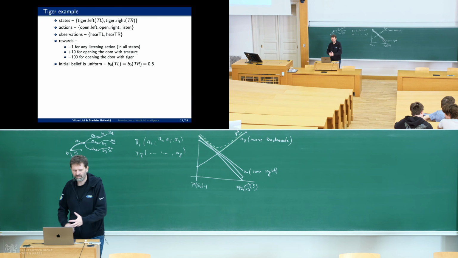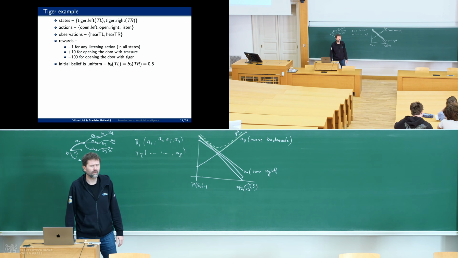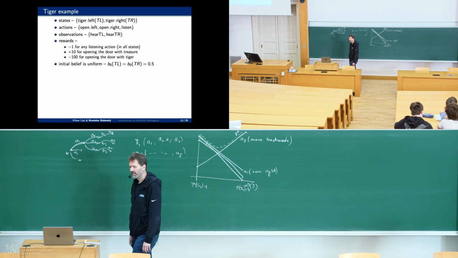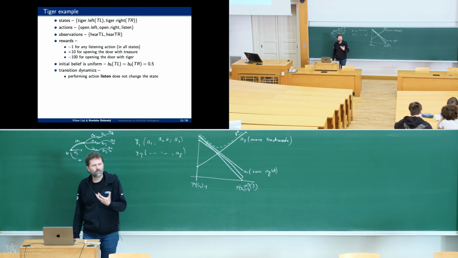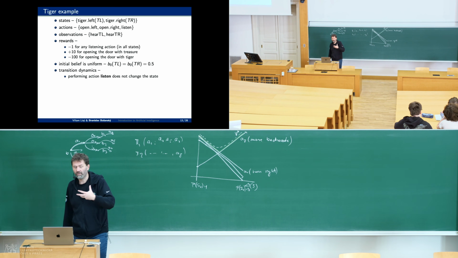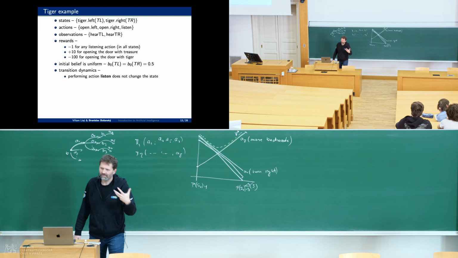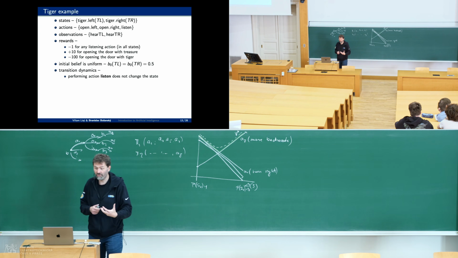What is the dynamic, what is the initial belief, and how can the belief change? So we start with a uniform belief point, because we really don't know where the tiger is. So it's 50-50. When we listen, we really don't change the state of the game. So if we are actually in the state where the tiger is behind the left door, and we are listening, we are not moving the tiger around. So listening doesn't change the state of the game.